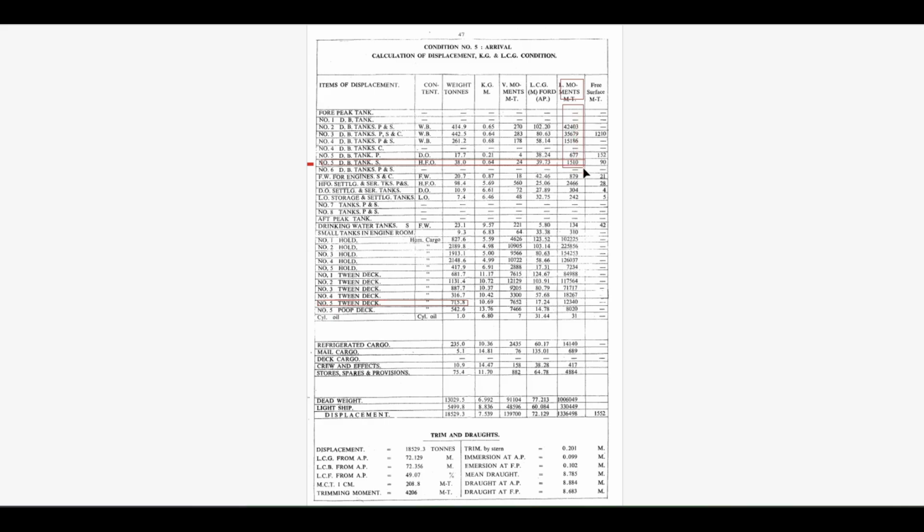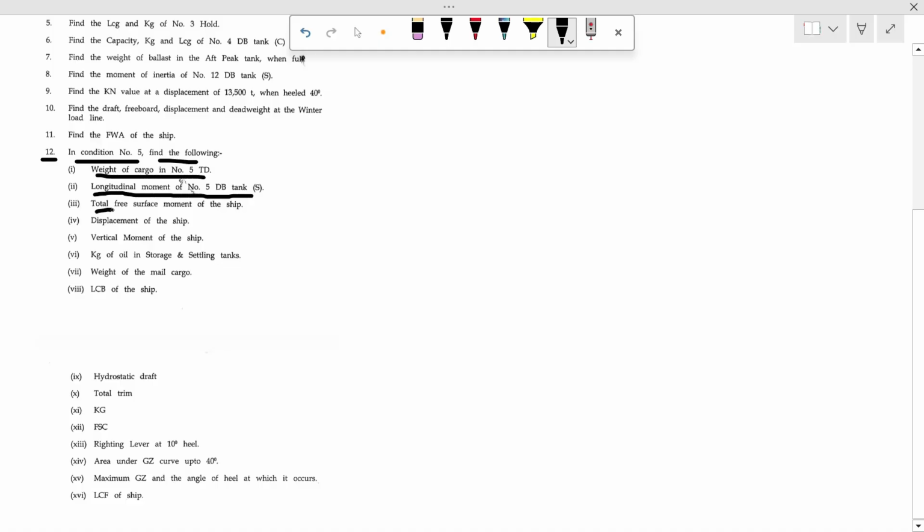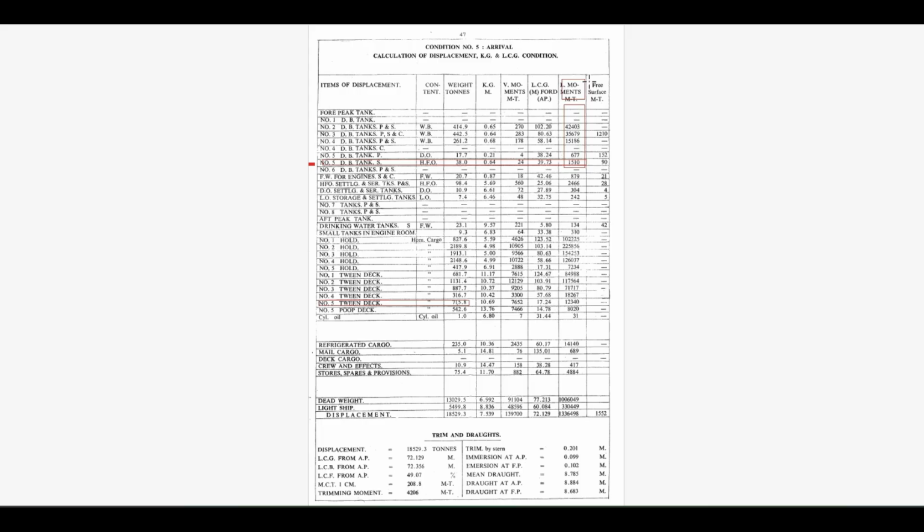So the answer is 1510 meter tons. That is the longitudinal movements. Next is total free surface movement of the ship. So free surface movement is given in this column. We want free surface movement for the ship, so that is given in the last.